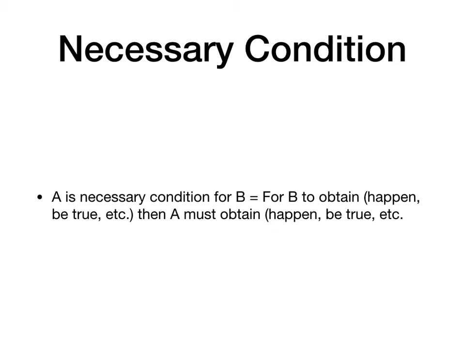So anyway, what is a necessary condition? A is a necessary condition for B means for B to obtain, and just obtain is a fancy way of saying happen, be true, etc., then A must obtain, happen, be true, etc. All right. Well, what does that actually mean, right? Well, I think that the easiest way to get your head around what this means is if we look at examples.